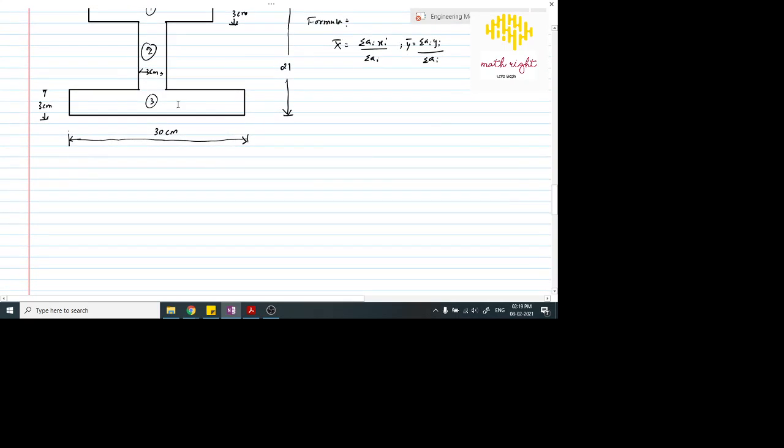So from that we want to calculate. As I already told you, first draw the table: area number, ai that is area, xi, yi, ai xi, and here ai yi.